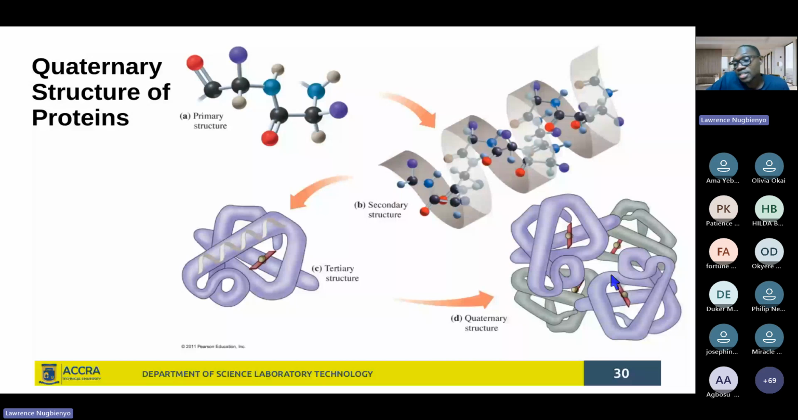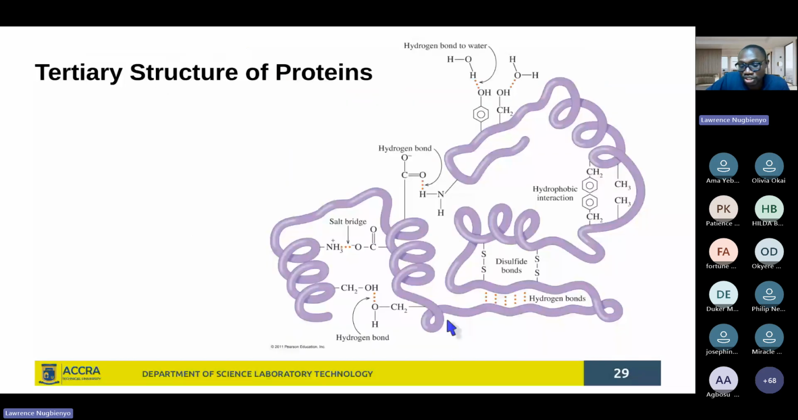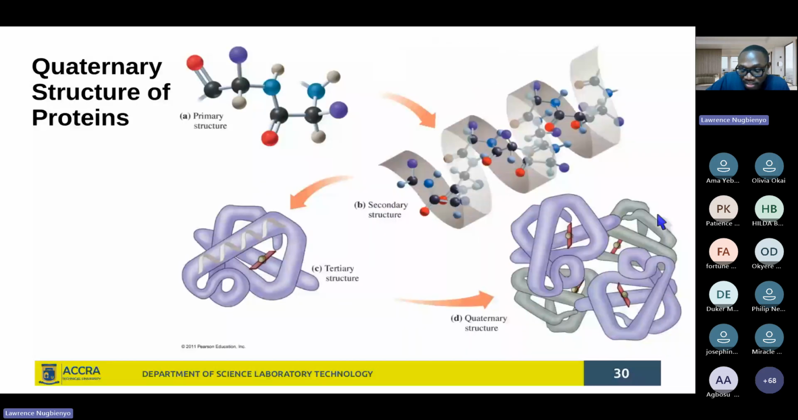And between these subunits, it is the bonds that you saw in the tertiary structure that are going to be existing here. There will be hydrogen bonds, there will be disulfide bonds, there will be hydrophobic interactions, and which other bond haven't we talked about? There will also be salt bridges over there. All those bonds will be present in the quaternary structure as well.